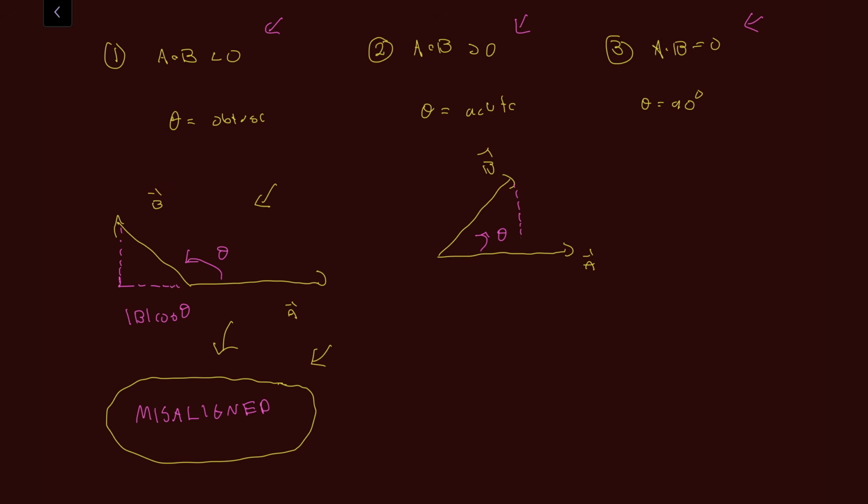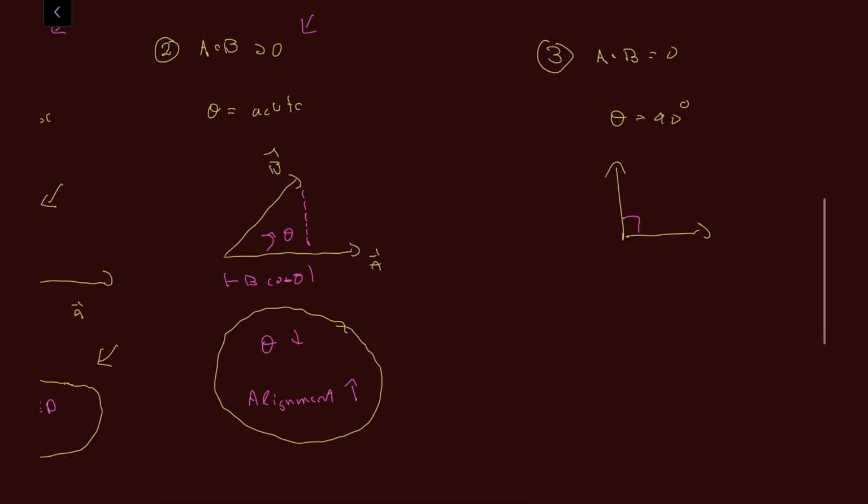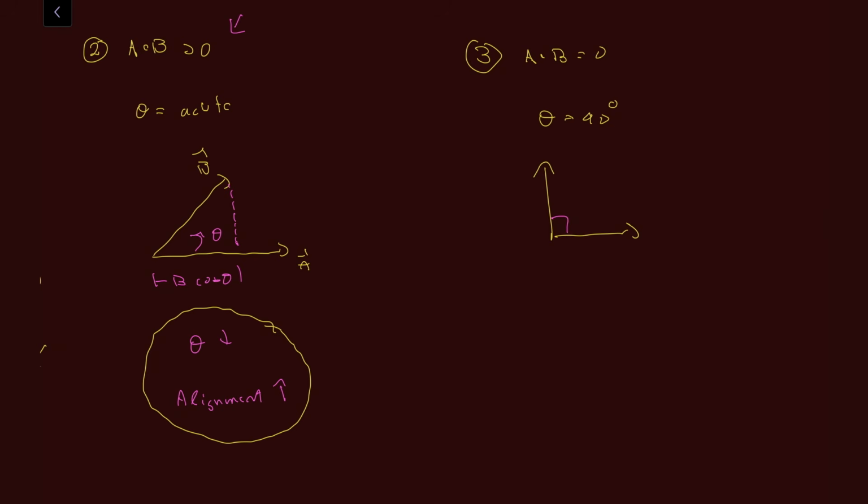Now, if the dot product is greater than 0, the angle is acute. And now the projection of B onto A is actually aligned to A. And the closer that these vectors are to each other, the greater that the alignment between that projection is. For our third scenario here, the angle between them is 90 degrees, meaning that the two vectors are perpendicular to one another and there is 0 alignment. This means that the vectors aren't helping each other in any way, but they're also not fighting against each other. They're actually just ignoring each other.